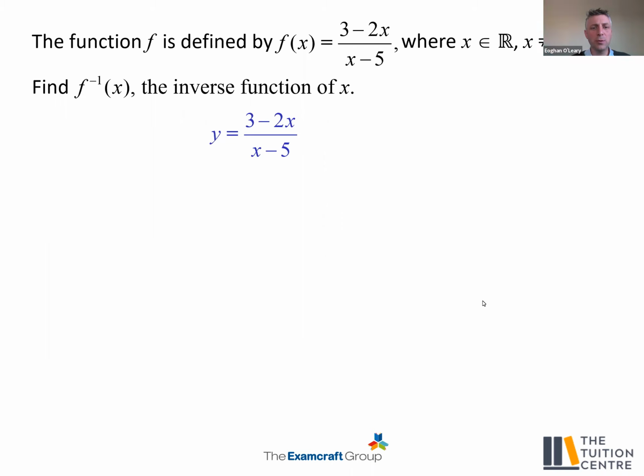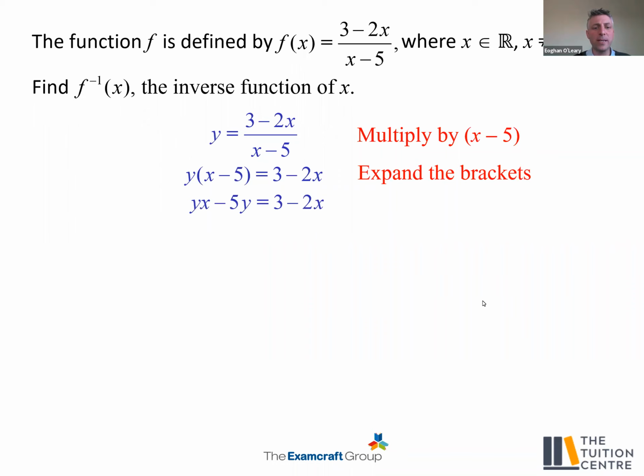Now, some books do this slightly differently. I'm going to do it like this. I'm going to start off with y being the subject of this equation, and I'm going to make x the subject. So I'm going to isolate x. I'm going to multiply both sides by the x minus 5. So I'm going to expand the brackets. yx minus 5y is equal to 3 minus 2x.